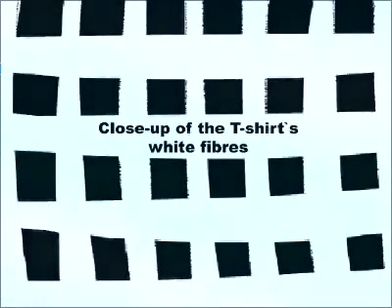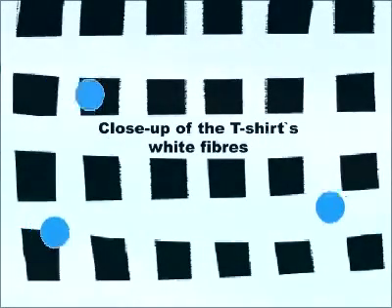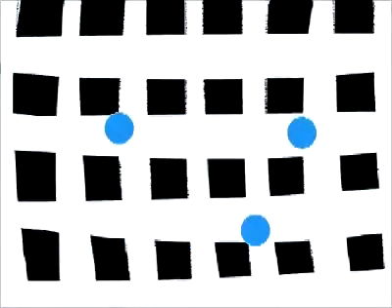Fibre particles attract dye particles. The dye sticks to the surface of the fibres and forms a coloured layer all around the fibres.